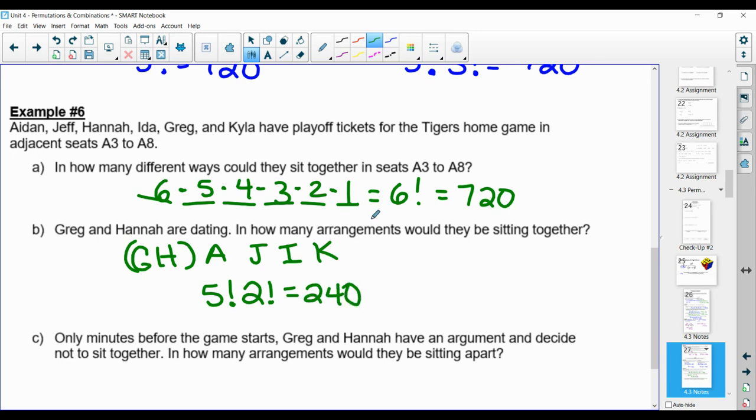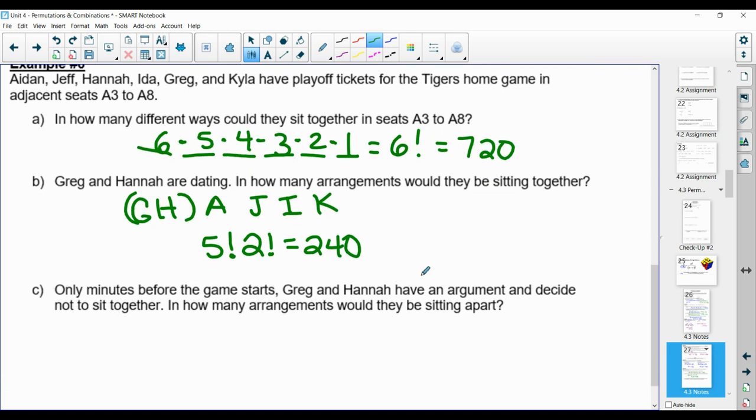Okay. Now, right before the game, Greg and Hannah got into it. They had an argument and they decided they can't sit together. So the question is, how many arrangements could we have if they refuse to sit together? This is one that I'd like you to put a huge star by, because these are the questions that most people will often mix up.